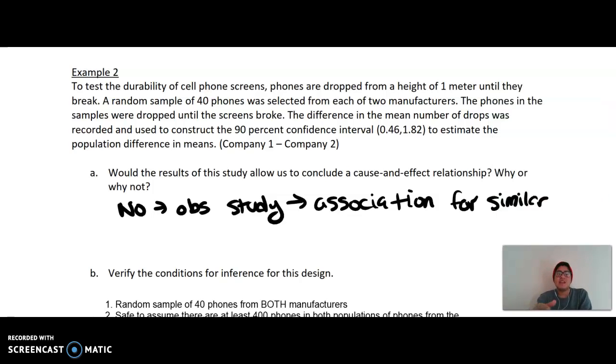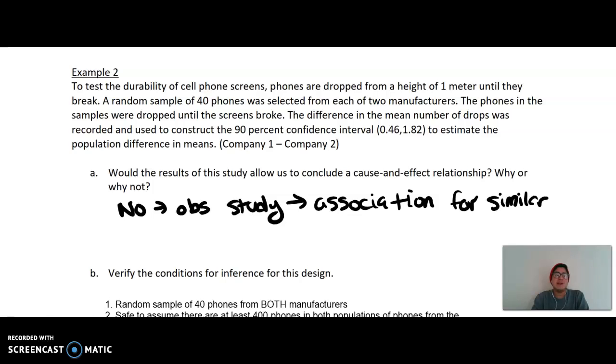So we saw here that we are just testing the durability of cell phones by dropping them from different heights. We've selected random samples of 40 from each of the two manufacturers, and we have the following 90% confidence interval of 0.46 to 1.82 drops. So would the results of the study allow us to conclude a cause and effect relationship? Why or why not? And they would not.